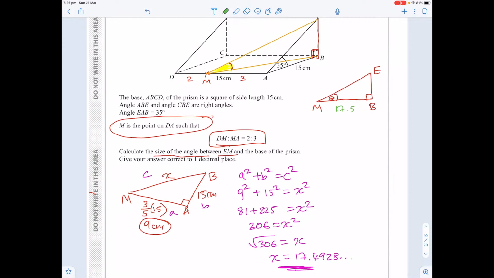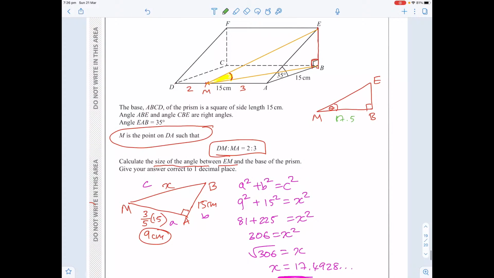Now, I want to find E to B. I don't have E to B, so how do I find E to B? If I go back to the main diagram again, I've got E, B, A, and that is another right angle triangle that is formed. So if I draw this diagram out, so E to B to A, that's 15. We know that this is 35 because it's given to us in the diagram, and we are trying to find this side right here, which we can label as Y.